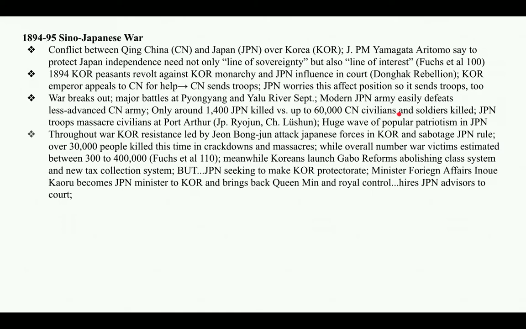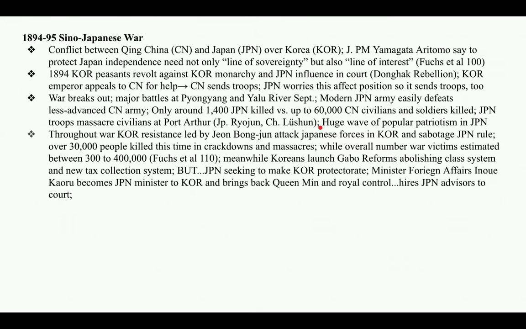And Japanese troops also massacred civilians at Port Arthur when they occupied that city. Port Arthur is, well, the English name, of course. The Japanese name for Port Arthur is Ryojun, and Chinese Lushun.